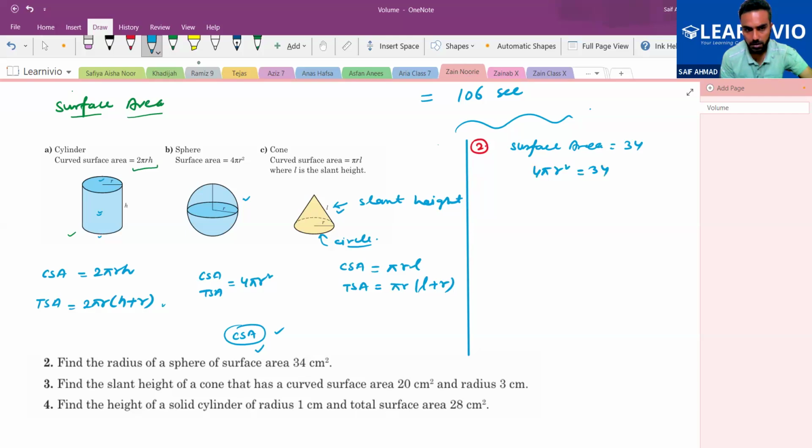Now, taking the value of pi as 22 by 7, we have to find r. So r square is 34 into 7 upon 4 into 22. By cancelling out 2 to the 4 and 6 is 17. Okay.